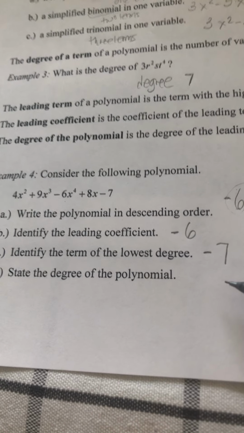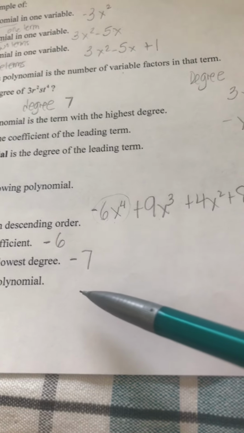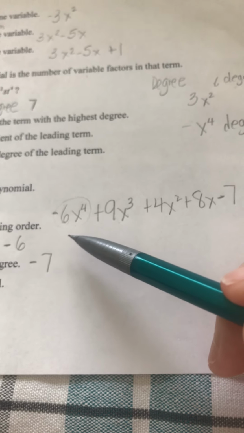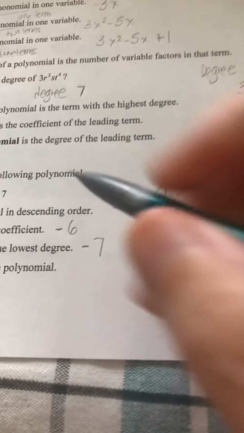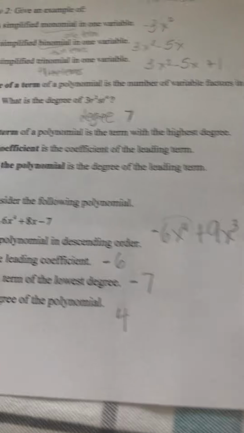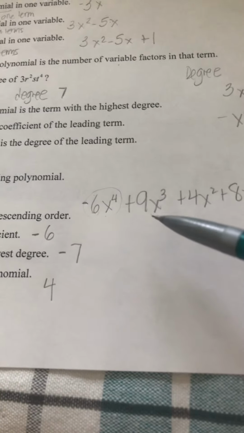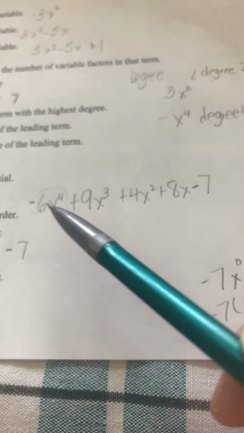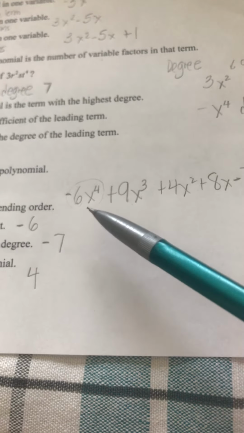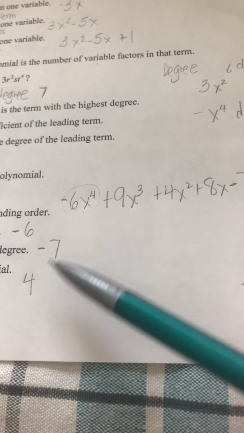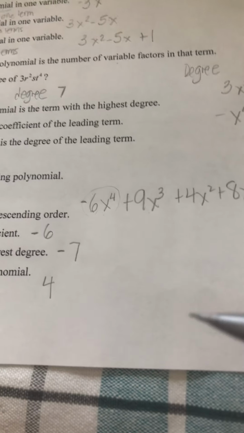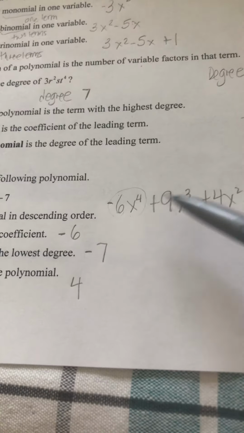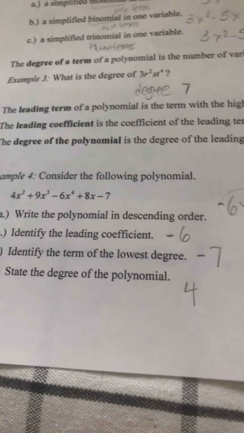State the degree of the polynomial. The degree of the polynomial is the exponent on the highest degree term. So it's 4 in this case. So there's a difference between the degree of a term and the degree of a polynomial. The degree of the polynomial, you look at every single term, and it's the degree of the highest exponent. It's the degree of the leading term, basically. It's the highest exponent of all of the terms, is what I'm trying to say.